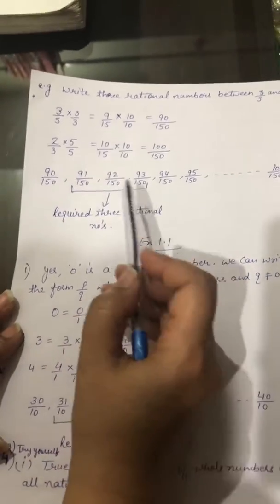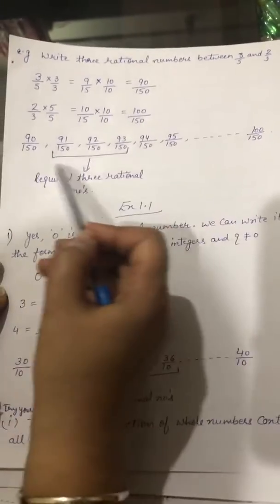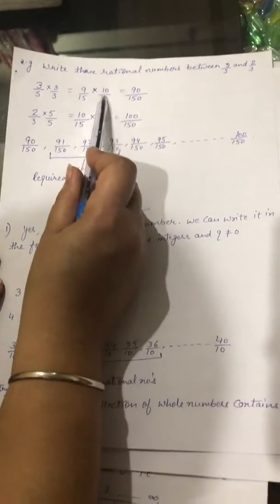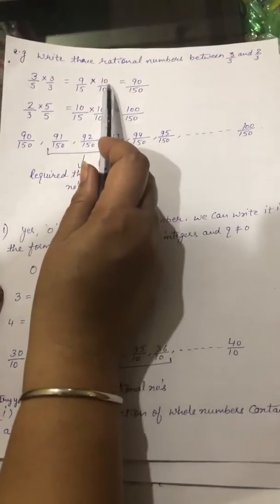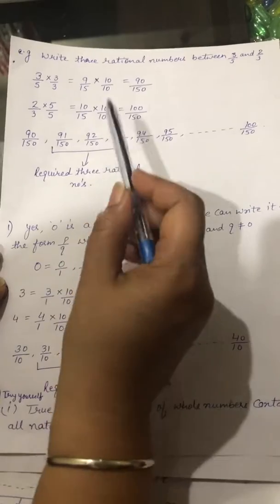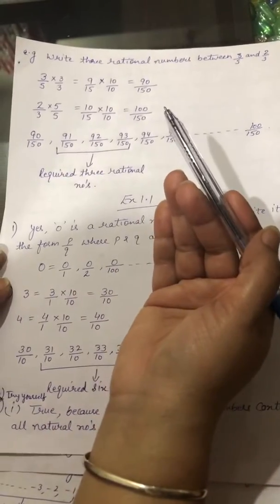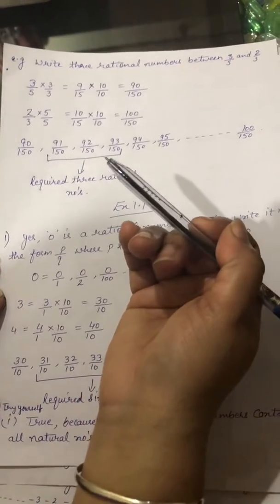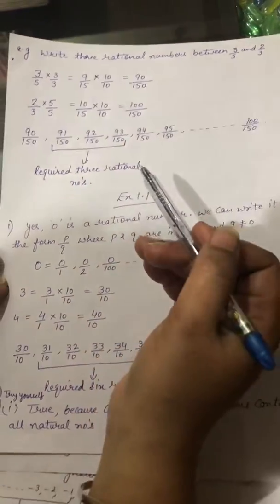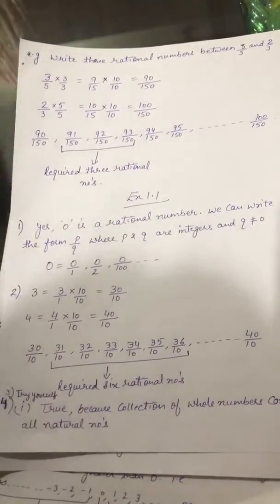So likewise, if we want to find 10 rational numbers, we can multiply by a bigger number. We can multiply by 20 by 20, 30 by 30. As many numbers as we want, we can multiply by a bigger number. So we can take an example now.